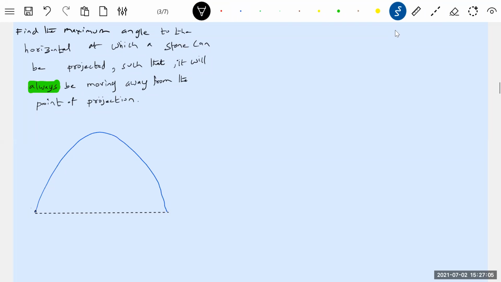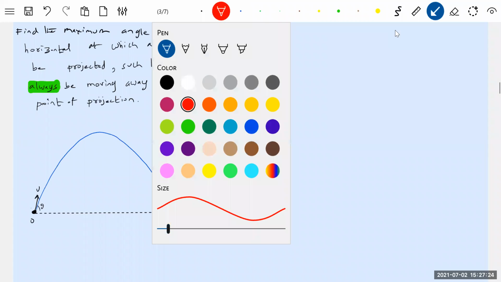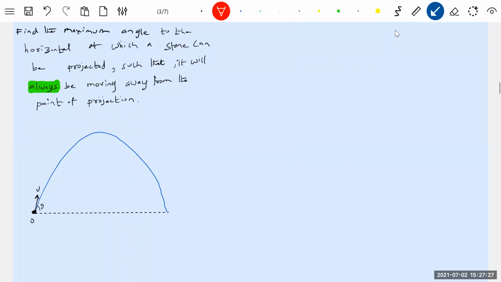It is projected with a speed u at an angle theta. Let's assume this is theta. Then this is the point of projection, O, I'll write it. Then we'll draw arrows indicating the position of projectile at various points. Somewhere at one point, the velocity vector will become perpendicular to the radius vector. That is what I'll call R.